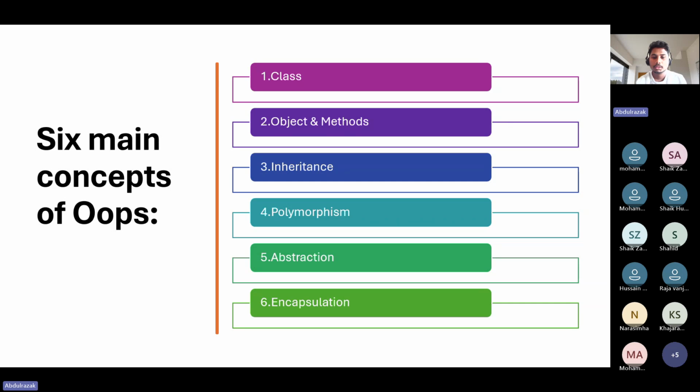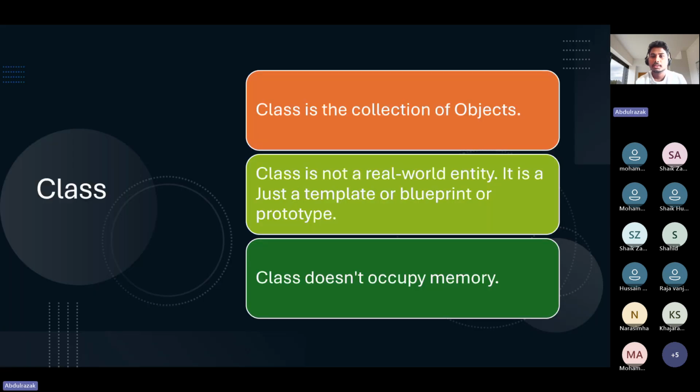So, 6 main concepts. Then, class is a collection of objects. It's not a real world entity, it doesn't really exist. Inside the class we have many categories, right? Yesterday we saw the example of animals. Animals have different kinds of animals, right? Dog, cat, snakes, like that. Different kinds of animals we have.